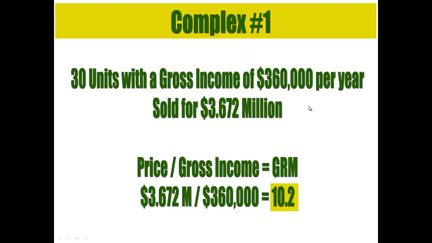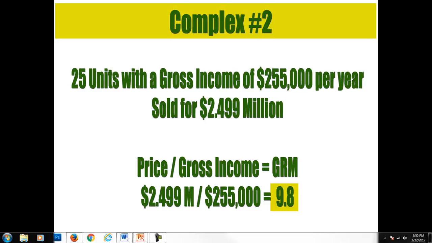Let's say we're trying to price a building in our area. It's a multi-unit building, and we identify 3 comparable apartment complexes that have sold recently. The first one that's on the screen is a 30-unit building. It's got a gross income of $360,000 a year, and it's sold for a little over $3.67 million. Again, to get the gross rent multiplier, we're going to divide the price by the effective gross rent. So we're going to divide that $3.672 million by $360,000, and that gives us a gross rent multiplier of 10.2.